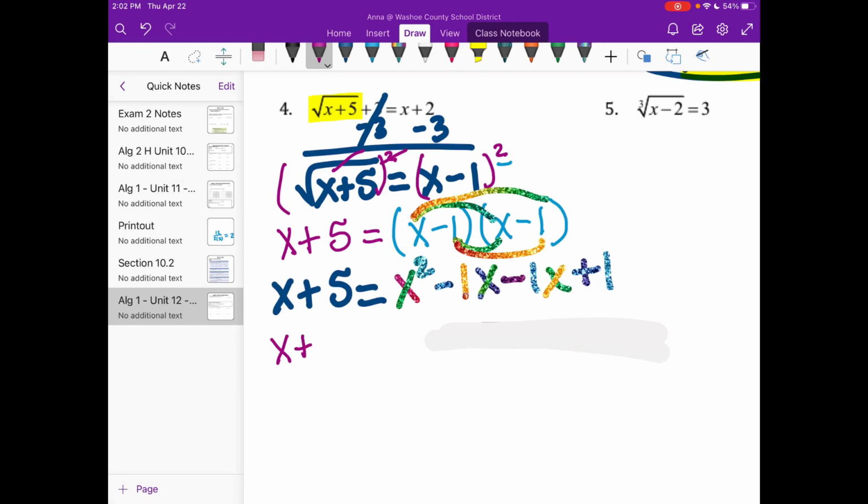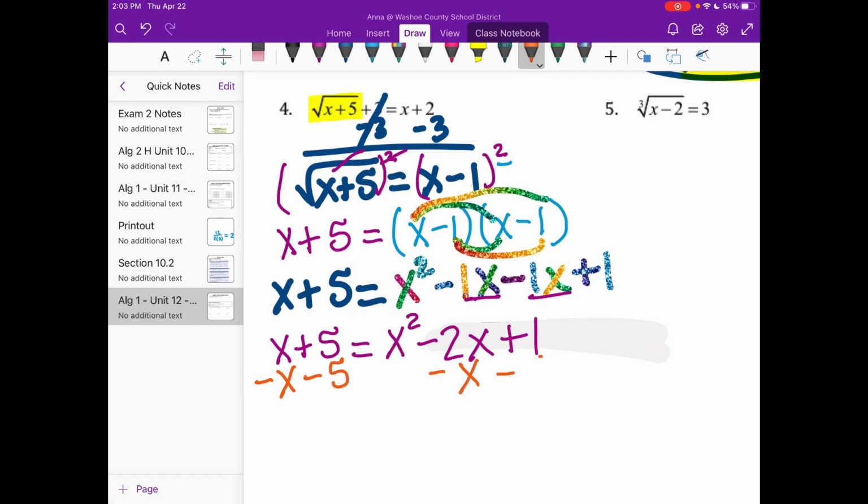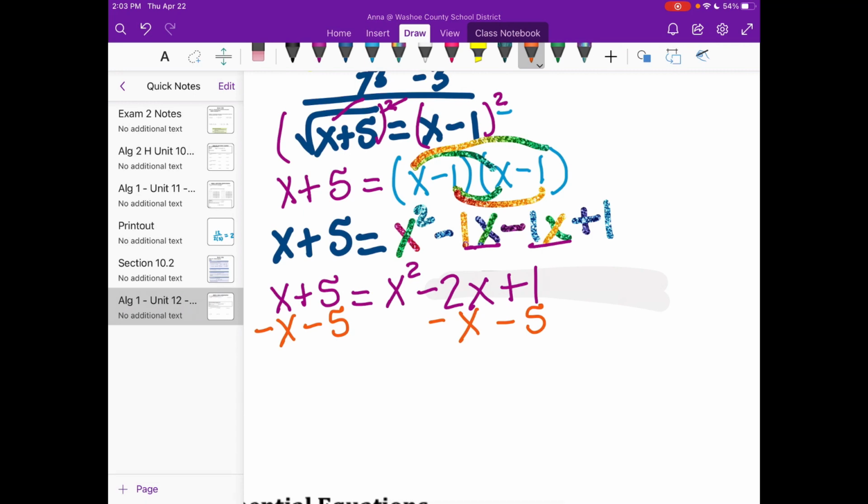Okay, x plus 5, still good, equals, let's combine some like terms. So x squared, negative 1x and negative 1x is negative 2x, plus 1. Excellent. So let's move some things now because we need to make our own 0. We do not have one. So I am going to minus an x on each side, and I'm going to minus a 5 on each side. Awesome. Okay, so these guys go away. You get 0 equals x squared minus 3x, and 1 minus 5 is negative 4.